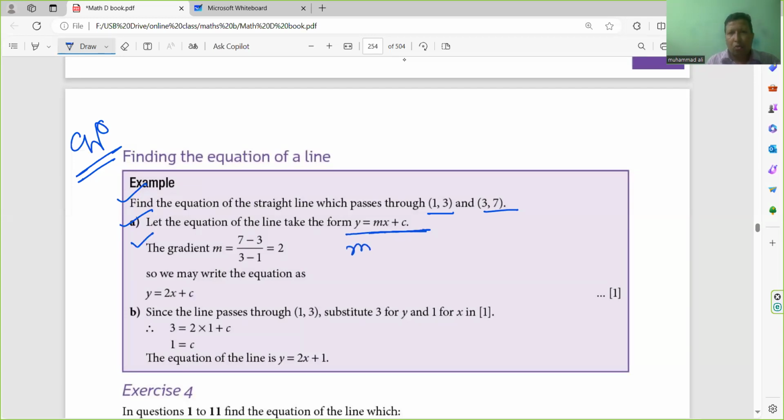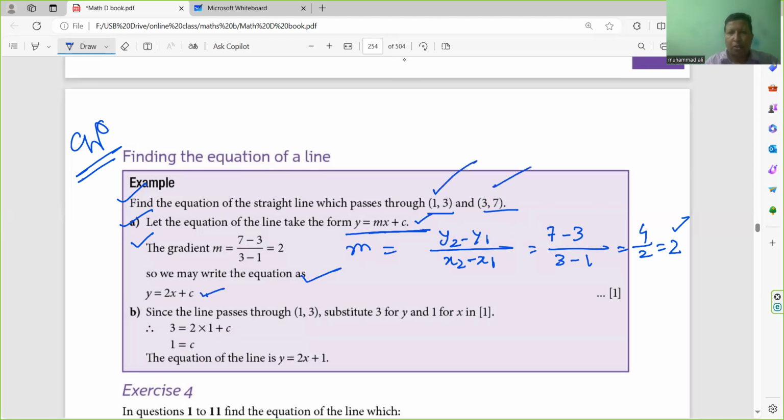How? m equals y2 minus y1 divided by x2 minus x1. So here 7 minus 3 divided by 3 minus 1, so it will be 4 by 2, that means the gradient is 2. After that, we put this gradient in, so we write the equation as y equals 2x plus c. This line passes through this point and that point, so any one of these points we put in to get the value of c.